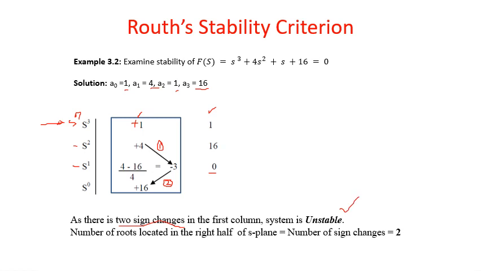Now, the number of roots which lie on the unstable side, that is the right half of the S-plane. If this is a plane where we have the real part and the imaginary part, we know that on the right side of this plane we have the unstable region. Now how many roots lie on the right half of the S-plane? That is equal to the number of sign changes. Here the number of sign changes is 2. So the roots which lie on the right half of the S-plane will be equal to 2.